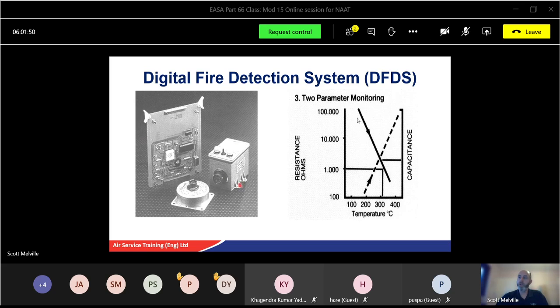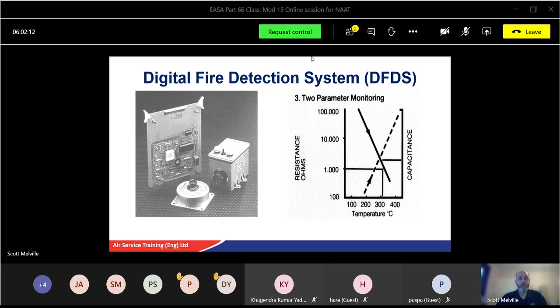And there's a digital box that controls it, with microprocessors and all the good stuff. It is available as a single channel and also dual channel units. Single channel units have one loop of firewire, and dual units have two loops of firewire. And it's the dual unit digital fire detection system that is most widely used.